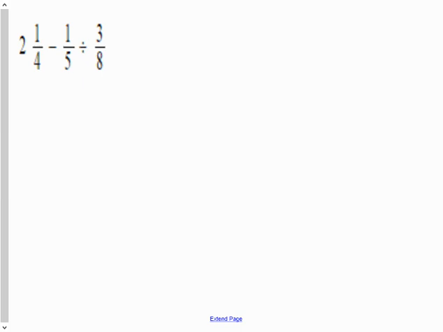And your last one in your numeric response side says 2 1/4 take away 1/5 divided by 3/8. Two operations, do your division first. So it's going to be 1/5 multiplied by the reciprocal, which would be 8/3. That's going to be 8/15ths. So 2 1/4 take away 8/15ths.